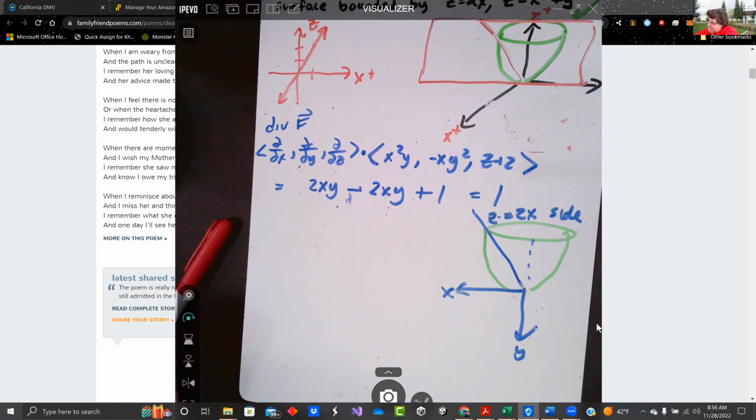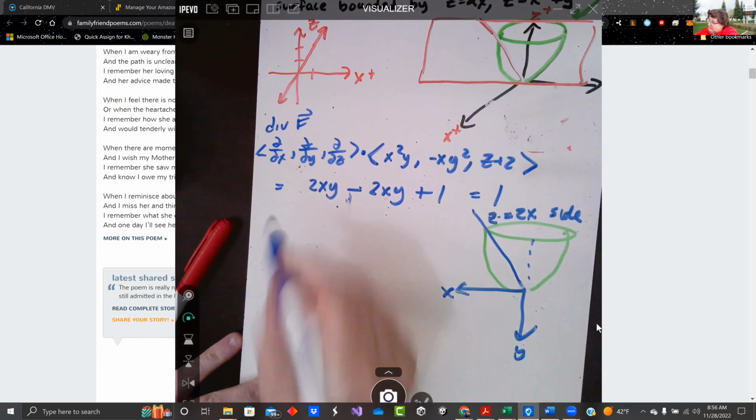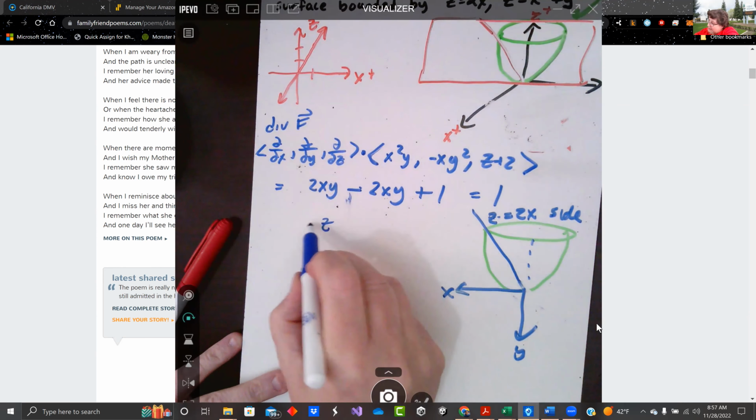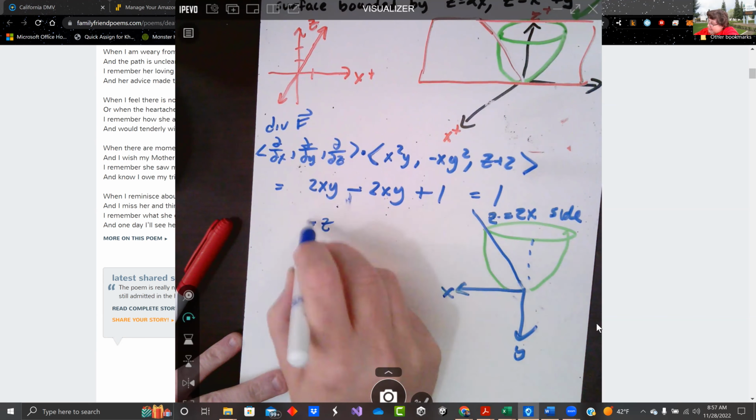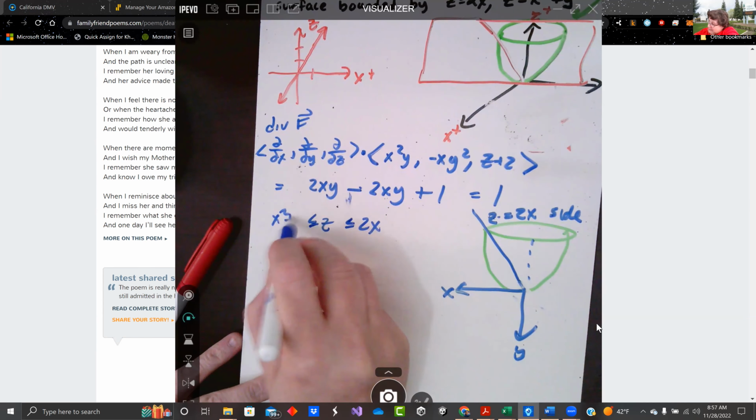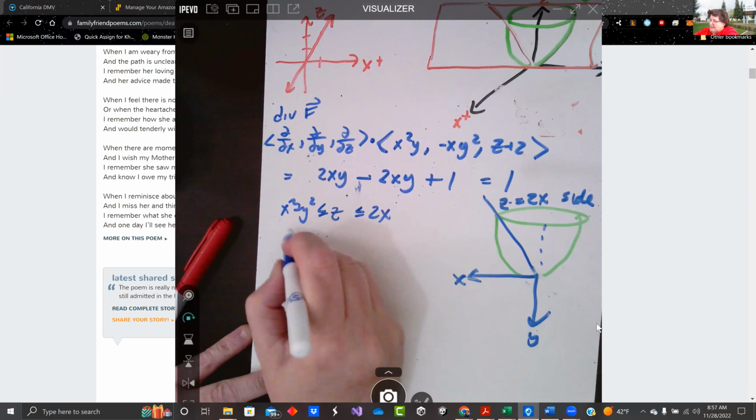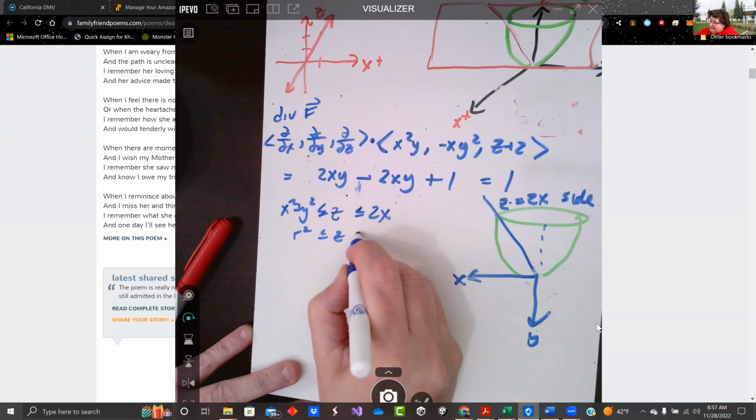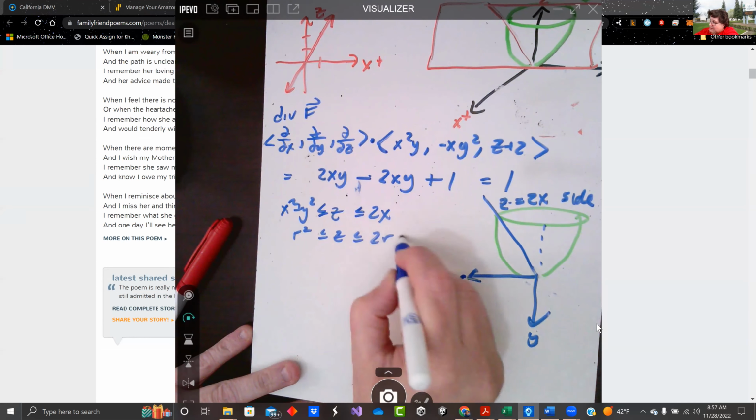So maybe if I shift to cylindrical, Z is going between, the upper one is 2X and the lower one is X squared plus Y squared. In cylindrical, that is R squared is less than or equal to Z, less than or equal to 2R cosine theta.